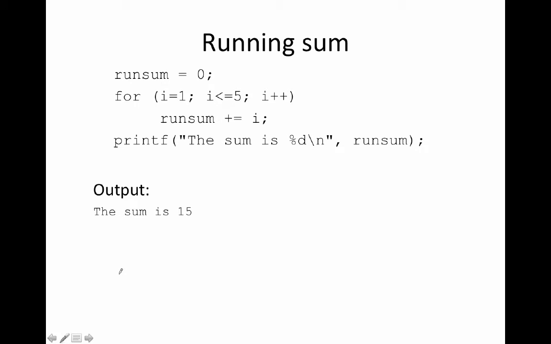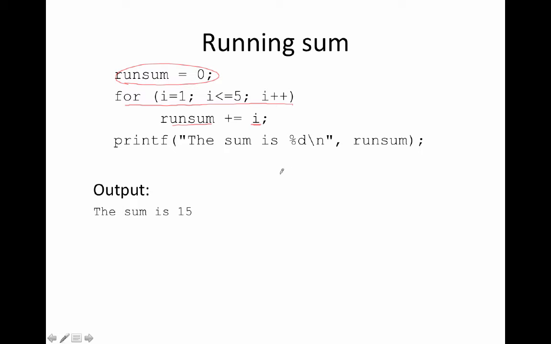One application of a for loop in C is to calculate a running sum. So we'd have a running sum variable that we initialize to 0. In this case, we're saying that I is going to go from 1 to 5 in steps of 1. And each time we're going to add the current value of I to what we already have in the running sum. So using the shortcut operator here, this is saying we're taking run sum plus I and storing the result back in run sum. And then once we get out of the loop and we've added all of these values together, we're going to print the sum.